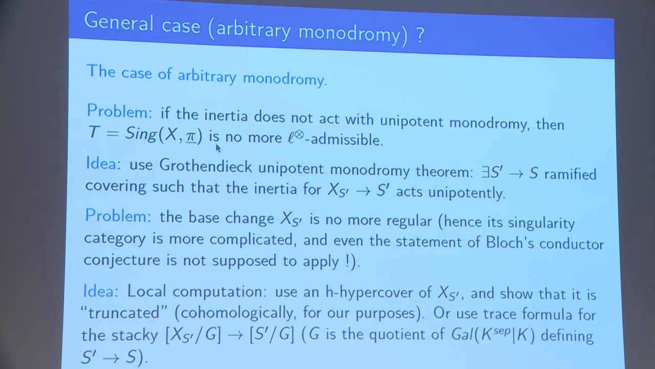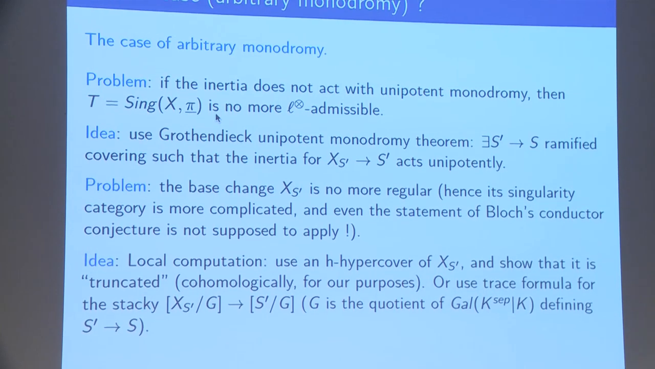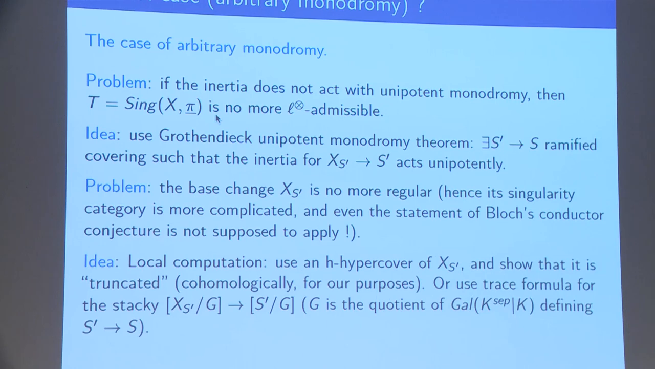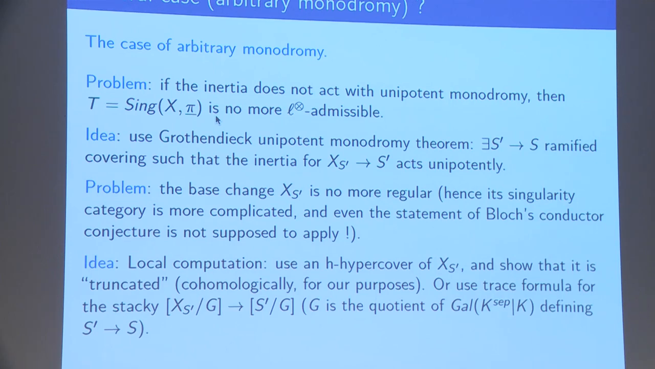So our idea is that we can use, in some sense, local computation. We choose a hypercover of the base change, and we show that in some sense it's truncated. It's not going to be truncated as a hypercover, but for our purpose, because we want to evaluate cohomology, it becomes truncated. So then you have a finite sum, and you can use the trace formula for the singular pieces, and you can try to do this. Or you can just do the base change.